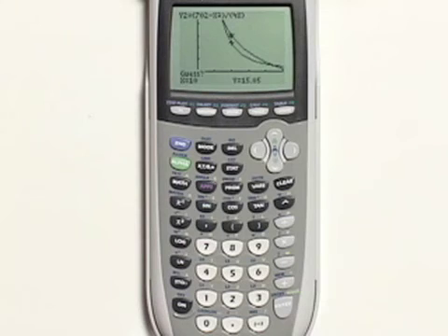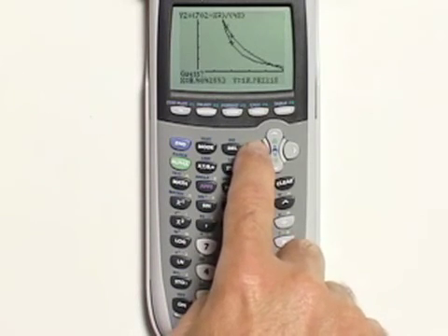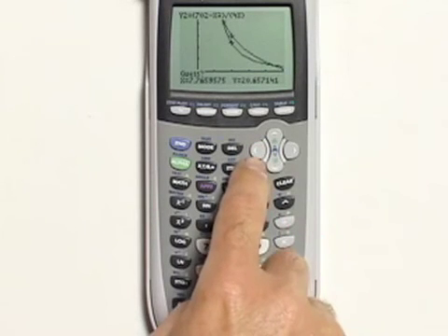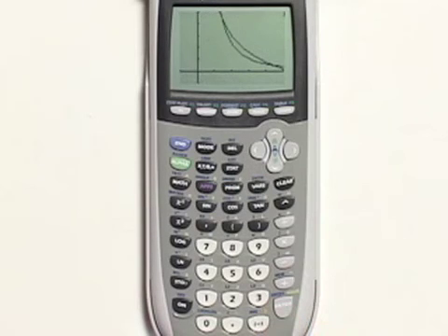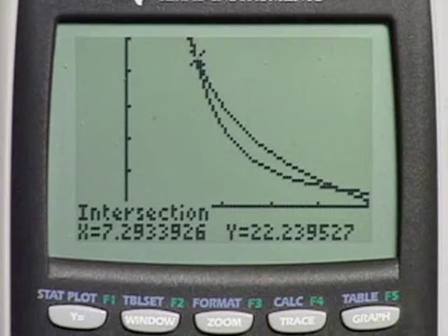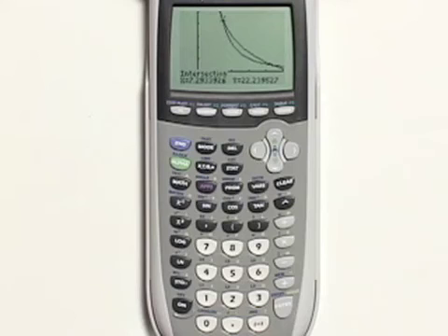Let's start with the one to the left, so let me move the cursor a little bit closer to that point of intersection, and I do that by moving it to the left with the left arrow key. Now press enter, and it comes up with the fact that the intersection occurs at x equals 7.2933926 and y equals 22.239527.